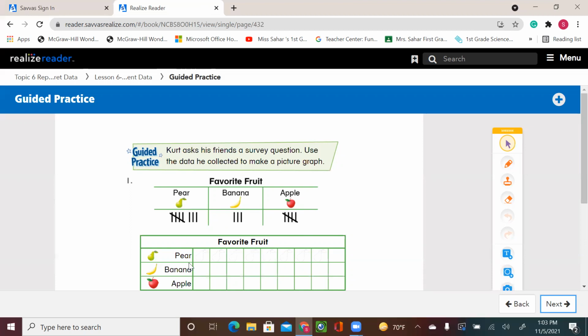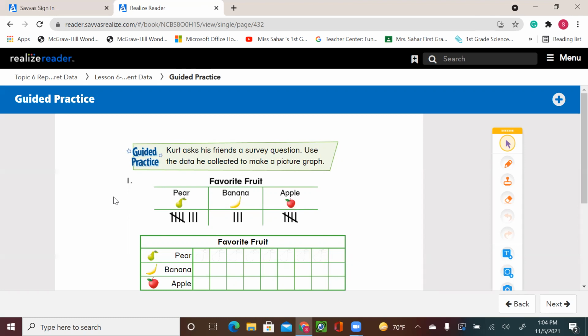So what we need to do, you need to have fun and fill the boxes here representing each mark. So we have pears, so you need to draw 8 pears. So 1, 2, 3, 4, 5, 6, 7, 8. So that would be 8. For banana, you're going to draw 3 bananas, filling 3 boxes in your picture graph. And for apples, you're going to draw or fill 5 apples to fill 5 boxes.